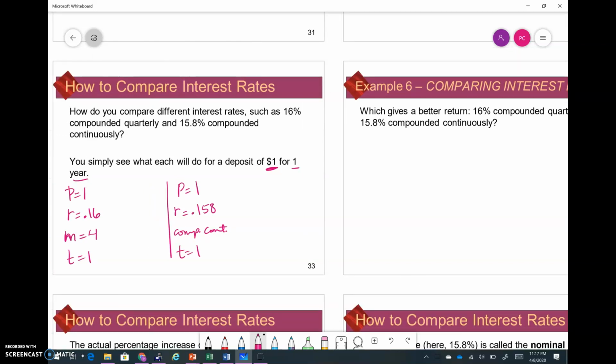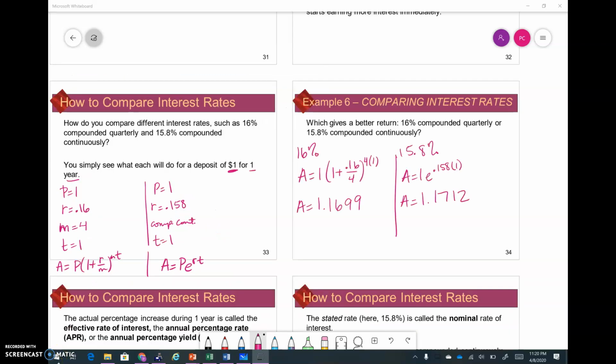You're going to plug it into two different formulas. Okay, so the first one you'd plug into P times 1 plus R over M to the MT. And for the second one, A equals PE to the RT. All right, so pause the video, plug both of those in, and then come back and see if you got the right answer.